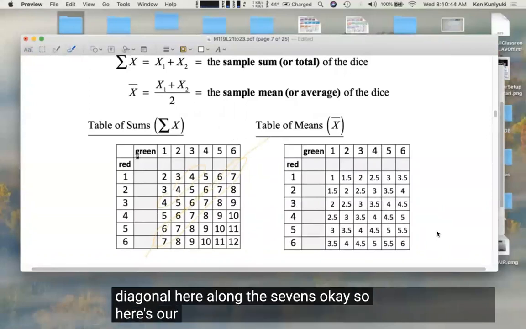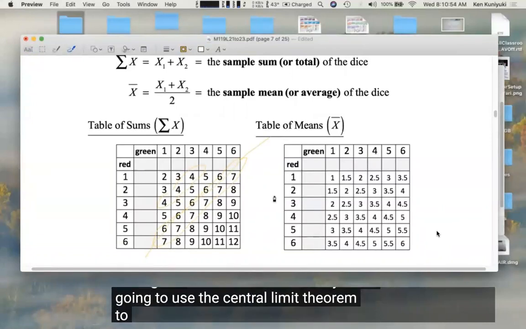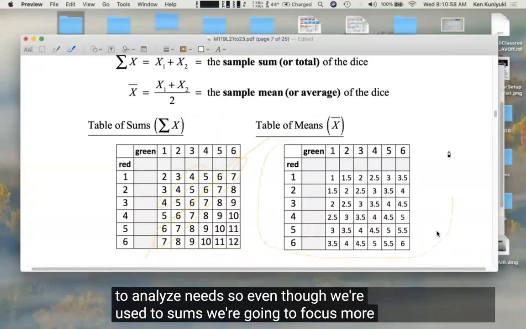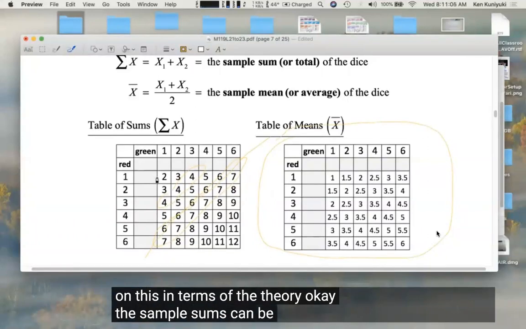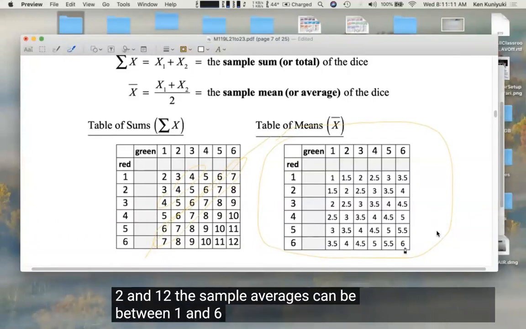Okay, so here's our table of sample sums. Next to it, I have the table of sample means or averages. And remember, ultimately, we're going to use the central limit theorem to analyze means. So even though we're used to sums, we're going to focus more on this in terms of the theory. Okay, the sample sums can be integers between 2 and 12. The sample averages can be between 1 and 6.